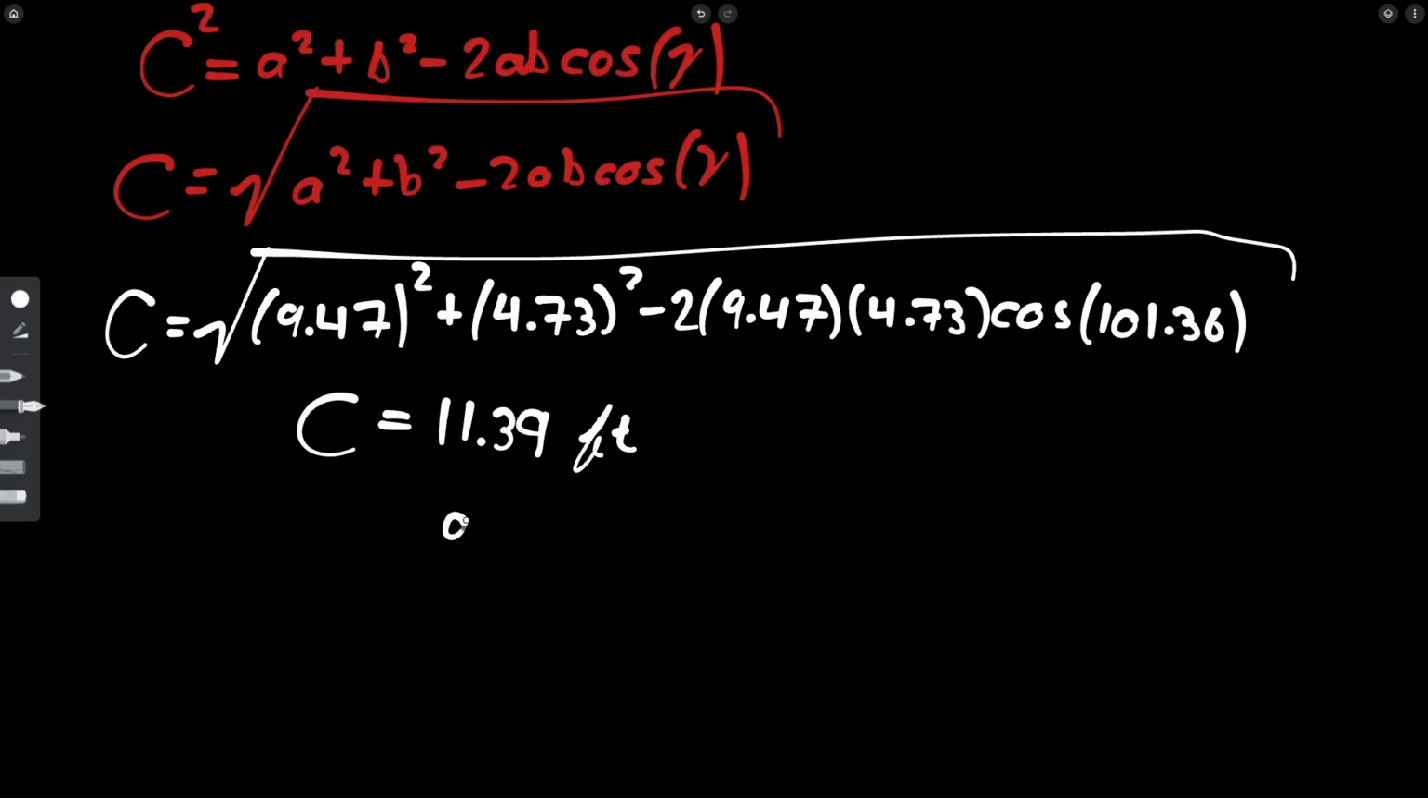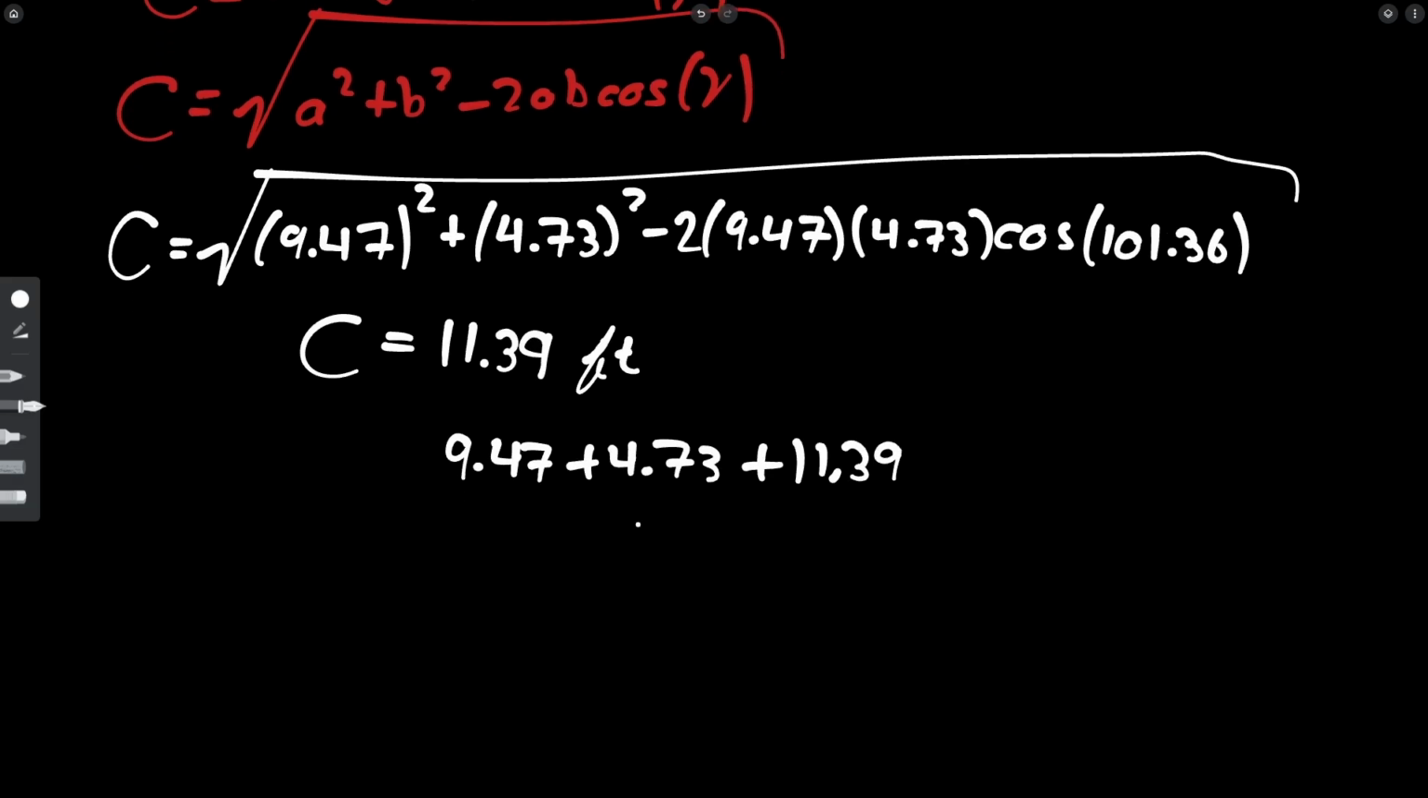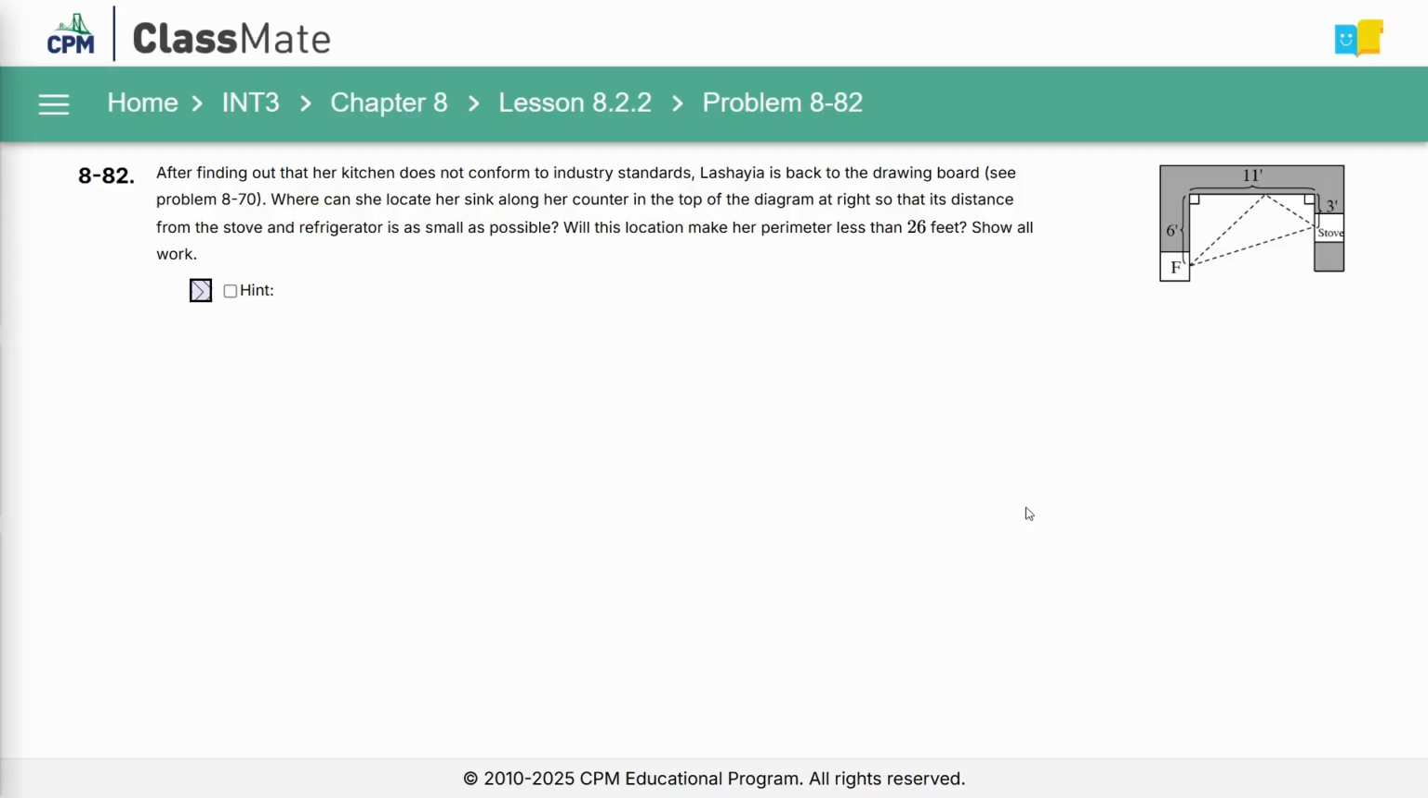Now we add all of them up. That's 9.47 plus 4.73 plus 11.39. Putting all of that together gives us 25.59 feet. So the sum of the side lengths of her kitchen triangle is below 26 feet and means she is within regulation.